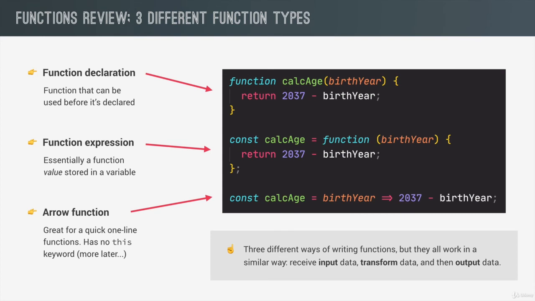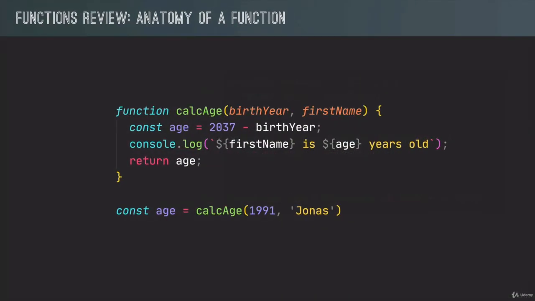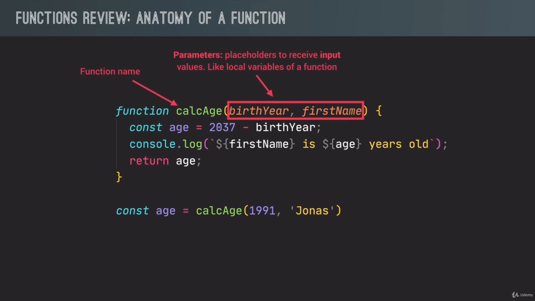And now let's zoom in a little bit further and take a close look at the structure of a common function, let's say. And this one here is a function statement, but it works the exact same way for all other types of functions again. So first, usually a function needs a function name. So calcAge in this example. Then a function also has parameters. And these parameters are essentially placeholders that receive input values. So as I said before, these are a little bit like local variables of a function. So variables that are defined only inside of this very function.